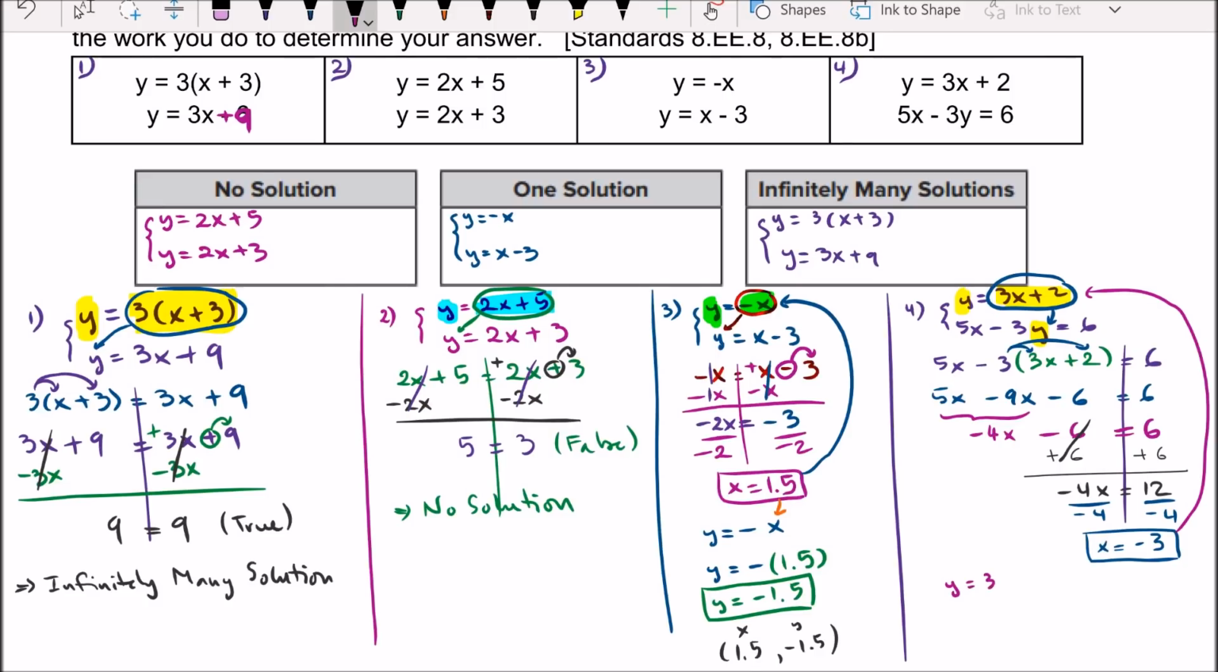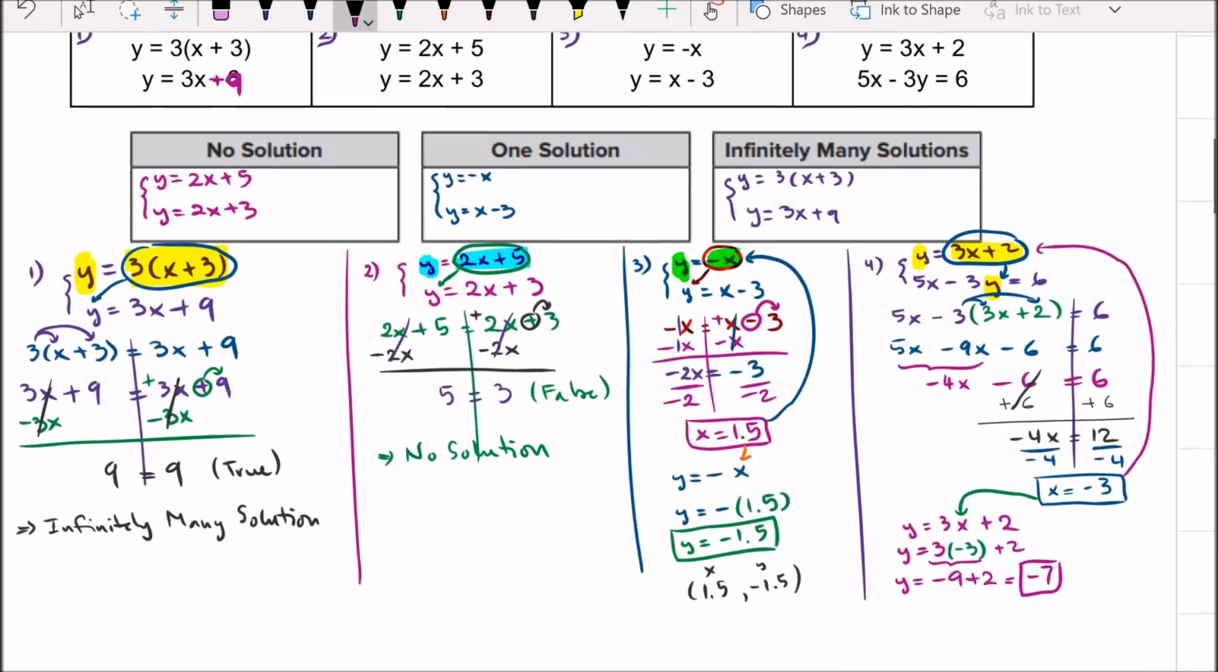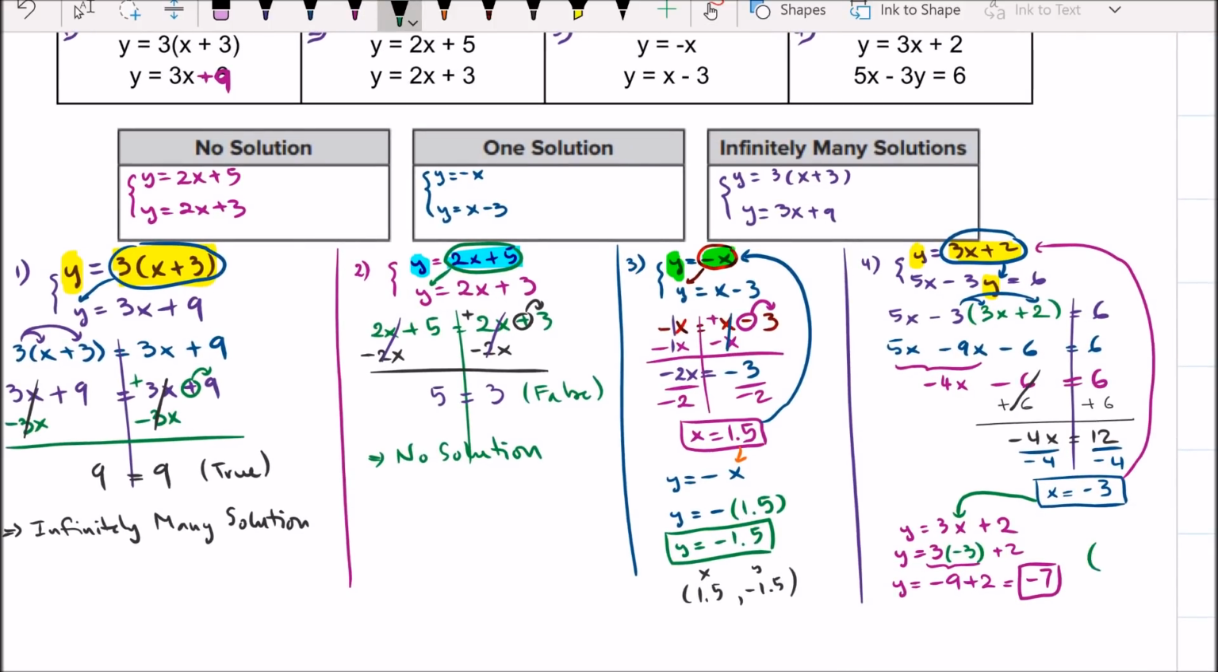So y equals 3x plus 2, where we know x is negative 3, because you just solved for it. So y equals 3 times negative 3 plus 2. 3 times negative 3 is negative 9, adding 2. Since the signs are opposite, you're going to subtract them, so y equals negative 7. Okay, our final answer will be x comma y. So x is negative 3 and y is negative 7.